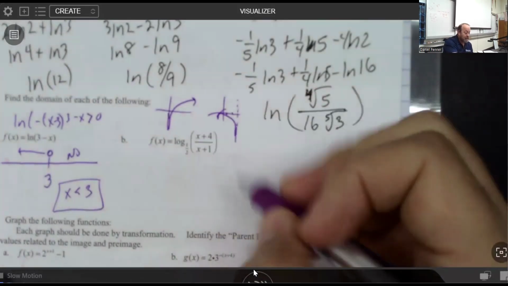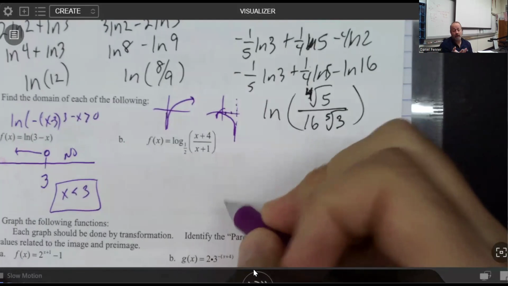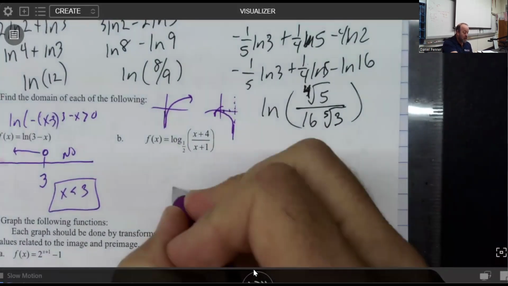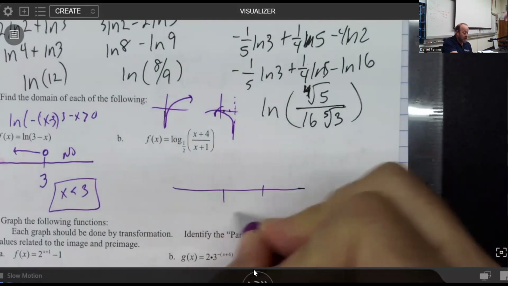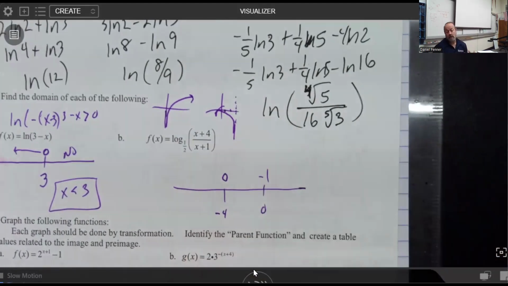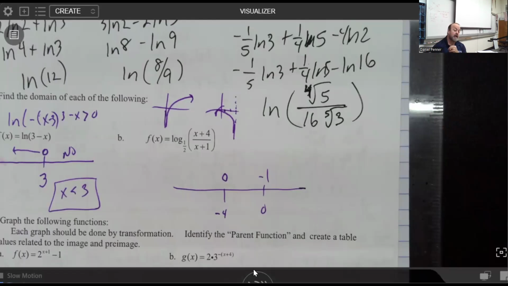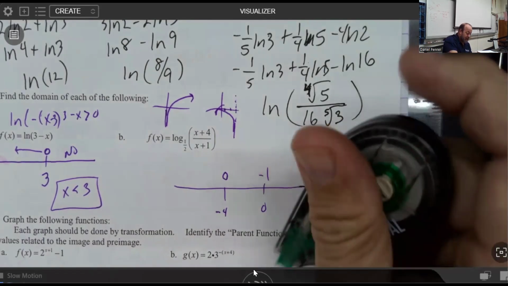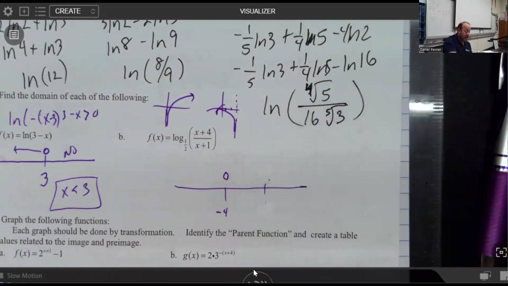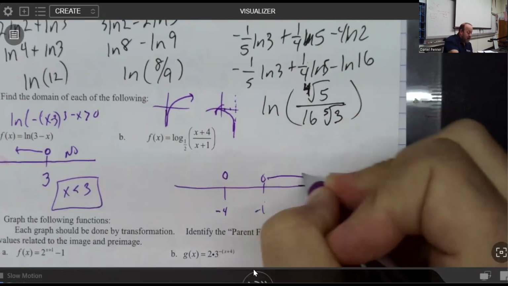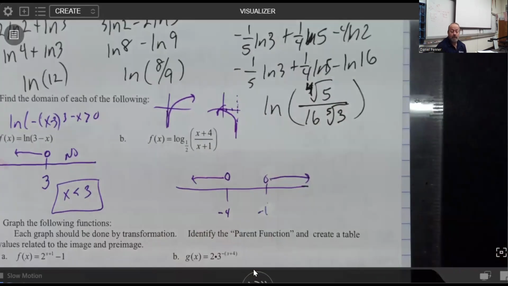Now, for part B, we have something that's a little bit interesting here. Again, you can only take the log of positives. So I know that -4 is definitely not going to be possible, but I also know that -1 isn't really possible either. The number -1 would not be possible either because I can't divide by 0 either, right? And so what we'll find out is that if the numerator and the denominator were both positive, I could do it. And if they're both negative, I could do it.